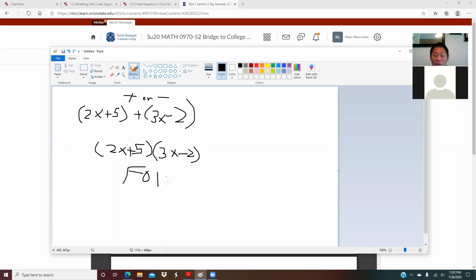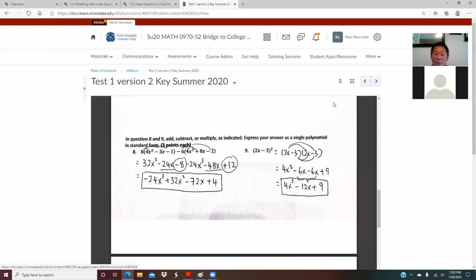So make sure you know the difference: when you have an addition or subtraction sign in the middle, you add or subtract. And if you don't have addition or subtraction, you FOIL out, okay? So this is what we do here in question number 8.